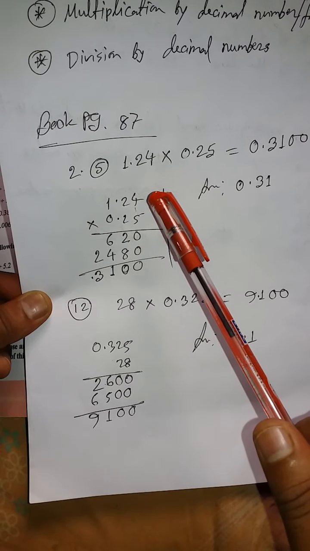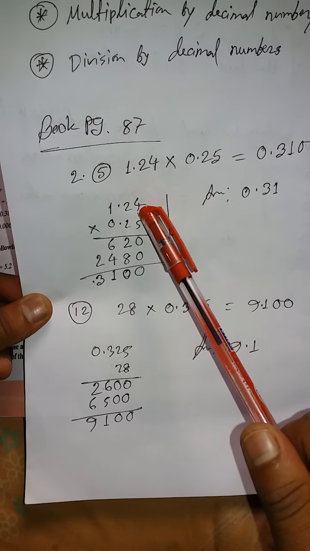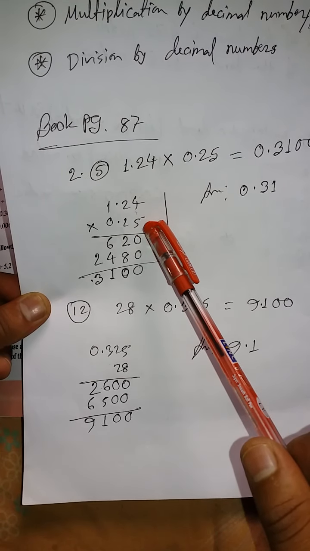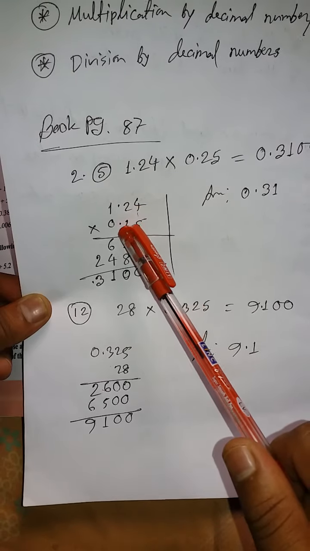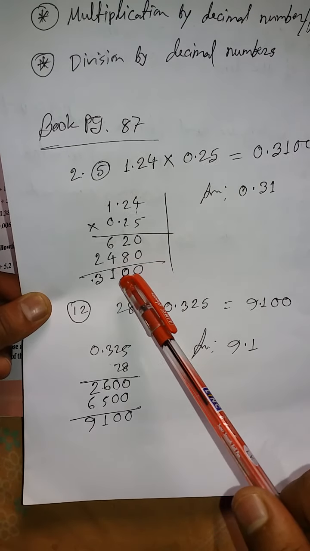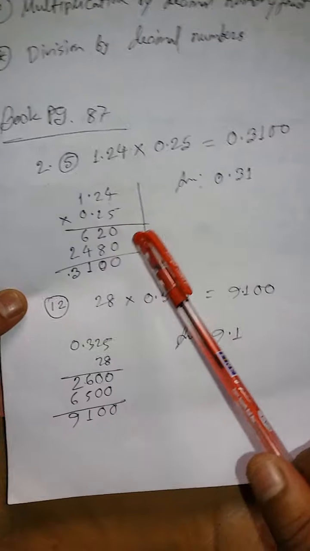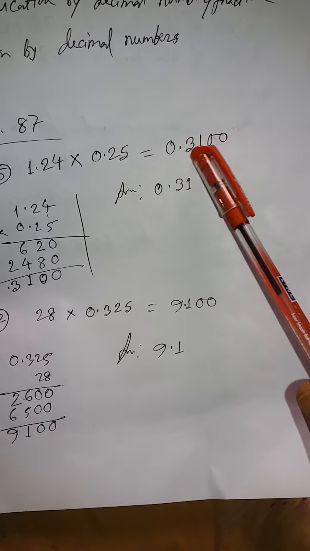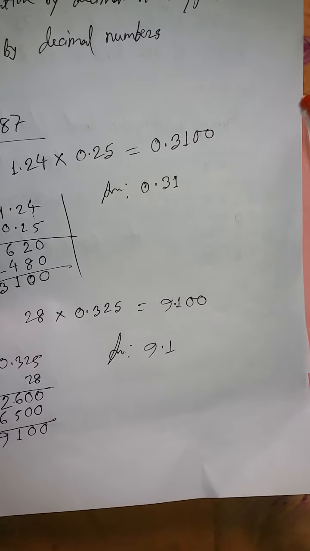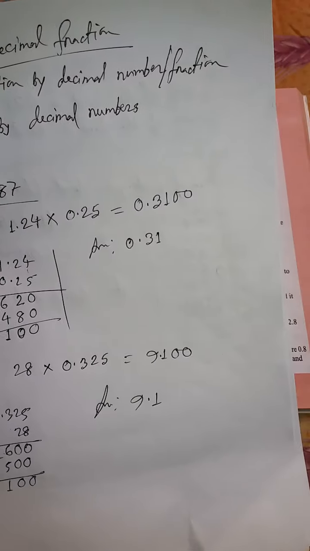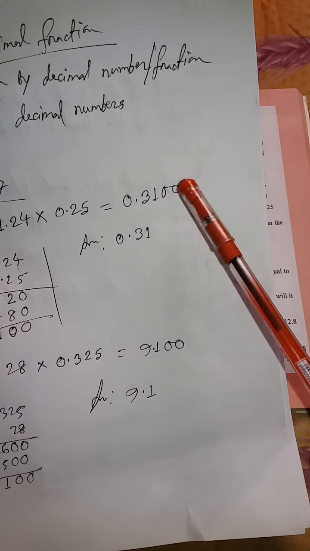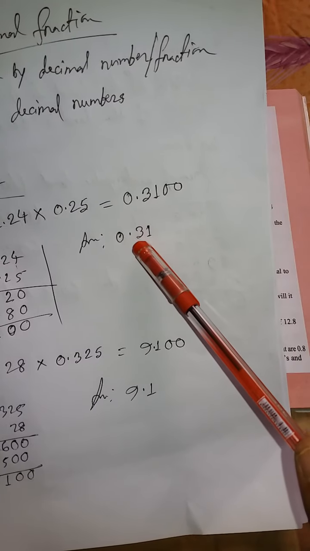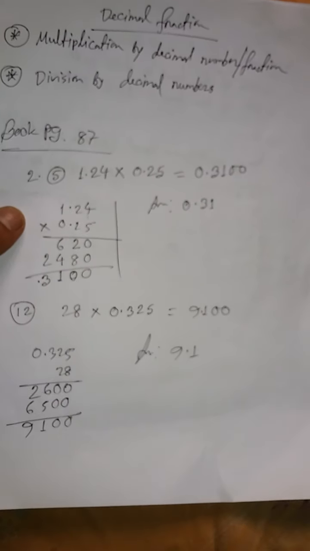I think it is clear to you. So you have to count the decimal digits in the multiplicand as well as the multiplier. Here before 2 digits, here before 2 digits, totally 4 digits. So I put the decimal before 4 digits, and the answer will be 0.3100. After the decimal, if there is no natural number like 1 2 3 4 5 6 7 8 9, then the 0 has no value. So I just write 0.31. I think it is clear to you now.